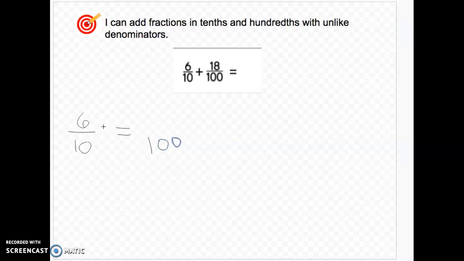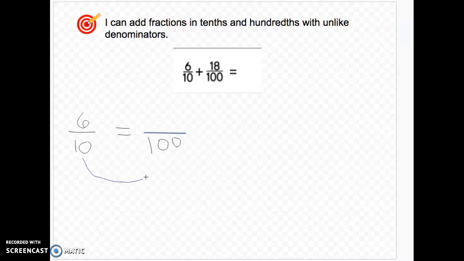So we are going to be finding a fraction that is equivalent to 6 tenths, and I like to think of 6 tenths as 6 dimes. And we're going to be changing these 6 dimes into how many pennies? The reason for that: there are 10 dimes in one whole dollar, and there are 100 pennies in one whole dollar.